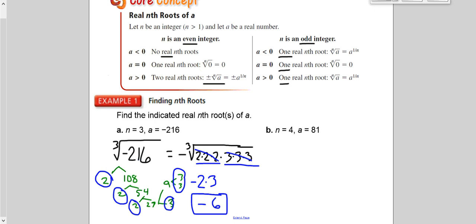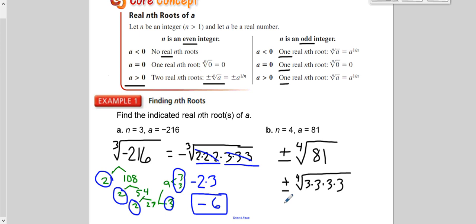Next one, fourth root of 81. So 81 is 3 times 3 times 3 times 3. Remember, if a is greater than 0, there are two real nth roots, so we're going to have positive and negative because we have an even index. We're looking for sets of 4.